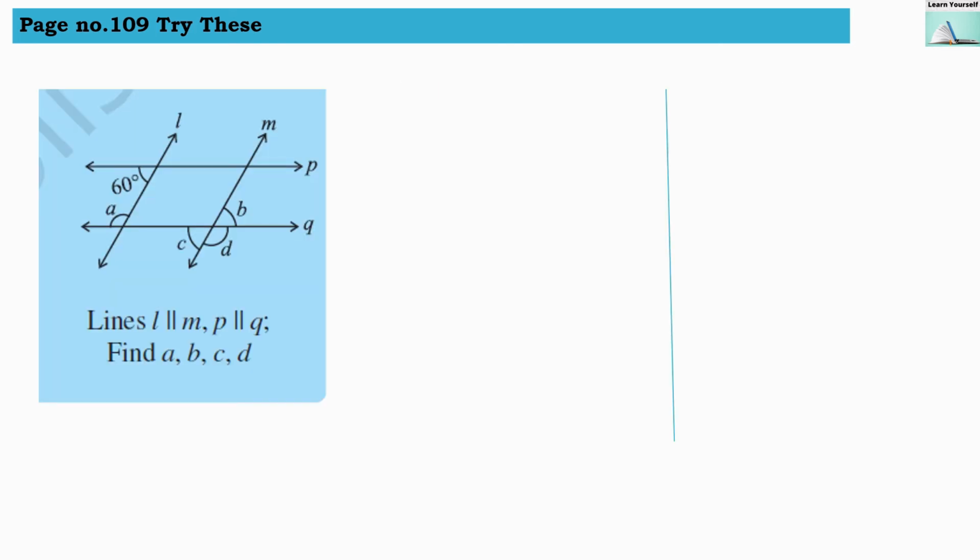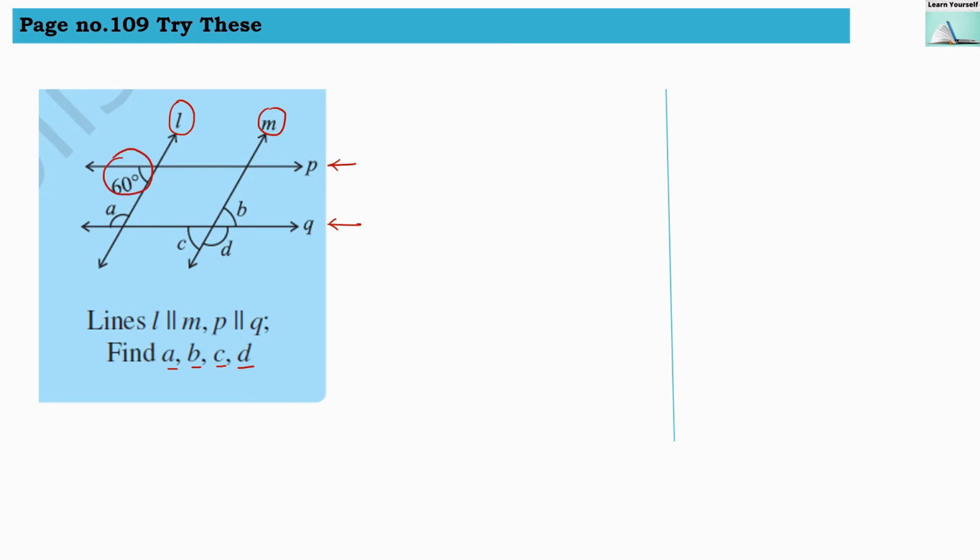Line L is parallel to line M. So these two lines are parallel and line P is parallel to line Q. Now with these four lines we have to find out the measures of angles A, B, C and D. So let us start with these two angles.